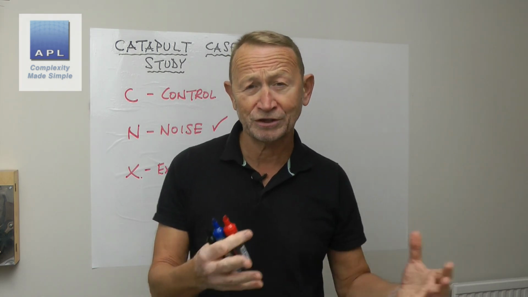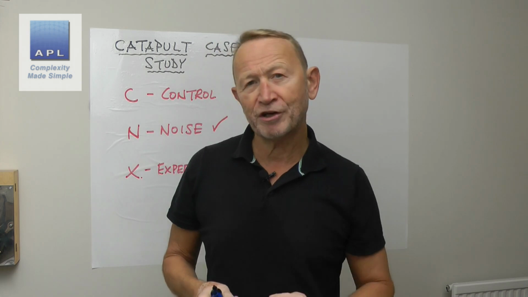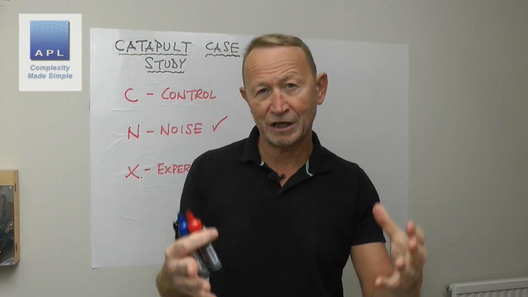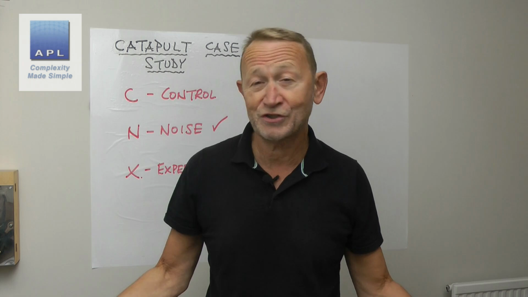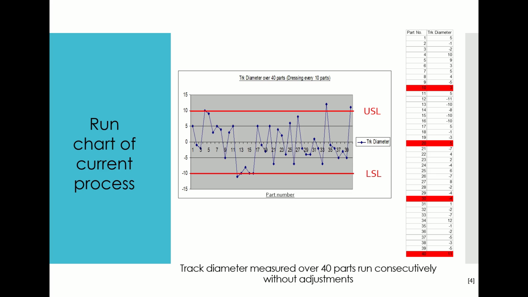Obviously in the Catapult, I didn't need to do this because everything was an N. But let me show you a case study where someone has identified the variables and put C's and N's next to their variables. Let's show you now. Okay, so here we are. It's a very simple case study.